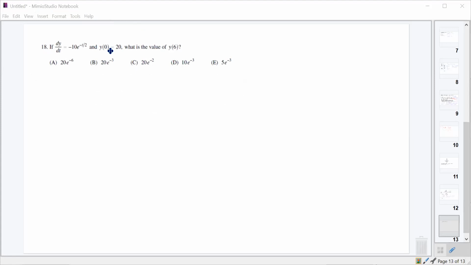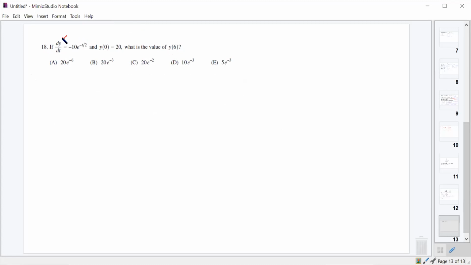All right, we got dy/dt is negative 10e to the negative t over 2, y of 0 is 20. We want the value of y of 6. So this is just a differential equation. We'll note that there's no y's on the right-hand side of this, which is the variable in the numerator of our differential on the left. So this is not a separable differential equation.